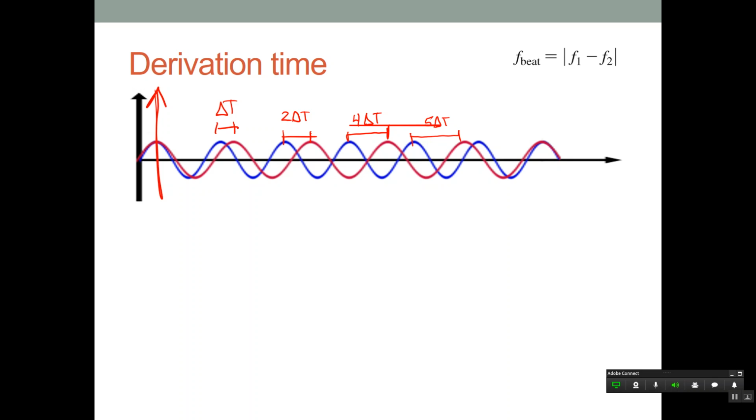If we're talking about the blue wave, this is the first cycle, second cycle, third cycle, fourth cycle, fifth cycle, sixth cycle. And that's for the blue one. For the red one, we're going to go with first cycle, second cycle, third cycle, fourth cycle, fifth cycle. So the fifth red cycle and the sixth blue cycle are going to overlap. Oh, it's because I skipped over. It's supposed to be 3, 4, and then this next one.